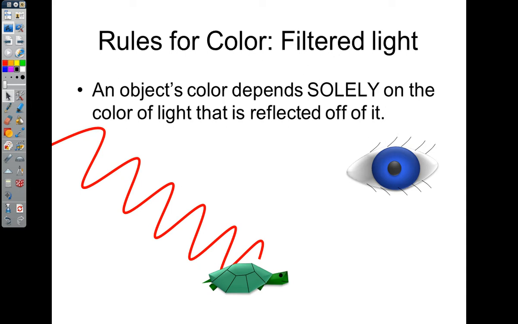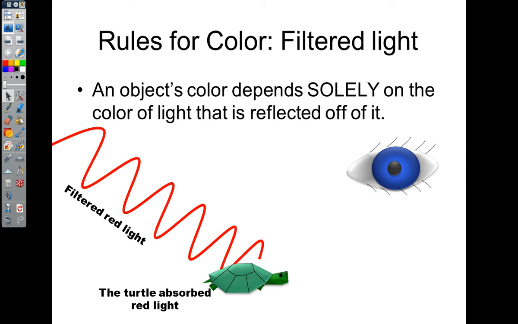Okay, well hold on. We're not thinking about what's going on here. We only have red light. There is no green. Red light's hitting the turtle. What's reflected? Nothing. It would be black, wouldn't it? Nothing's reflected, because the turtle can only reflect green light. What does the turtle do with red light? It absorbs it. It absorbs red light because it's green.